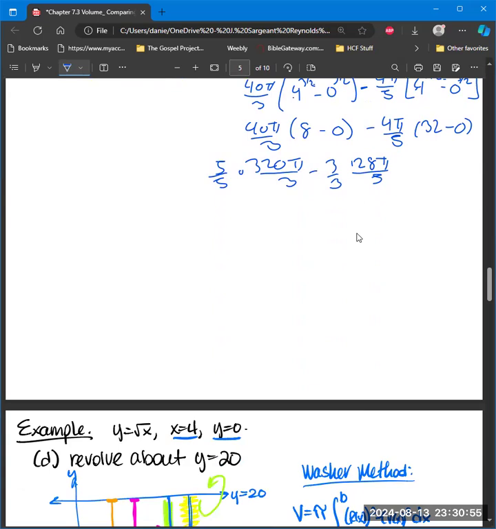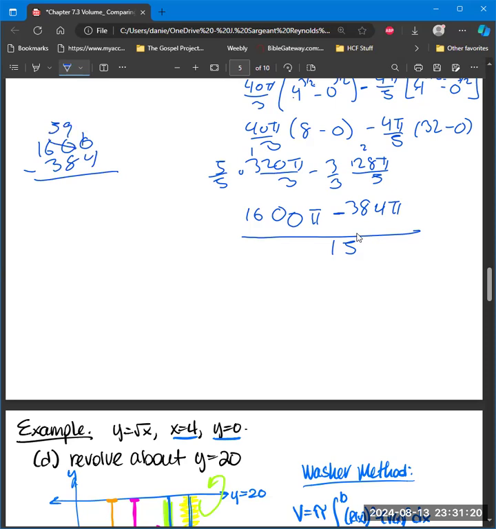We get 1600 pi minus 384 pi, all over a common denominator of 15 now. 1600 minus 384 is 1216 pi over 15. Again, we're in cubic units.